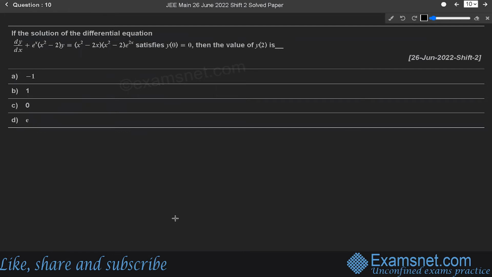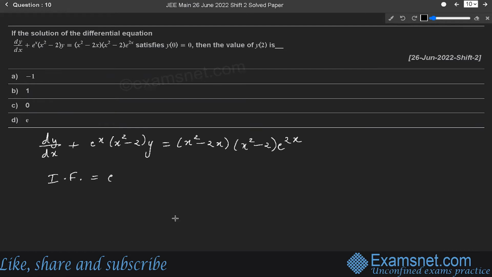Next question is, if the solution of the differential equation dy/dx + e^x (x² − 2) y = (x² − 2x)(x² − 2) e^(2x) satisfies y(0) = 0, then the value of y(2) is. So here the integrating factor will be equal to e^(∫e^x (x² − 2) dx). So it will be equal to e^((x² − 2x) e^x).